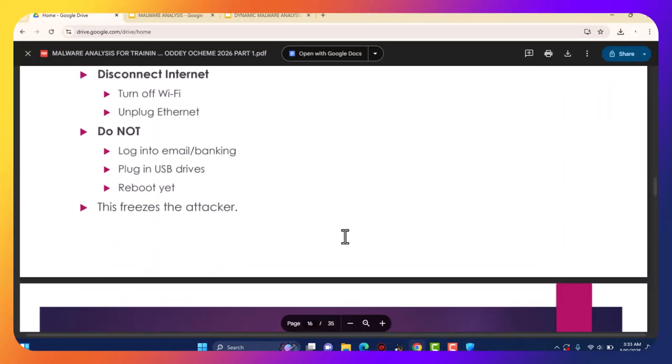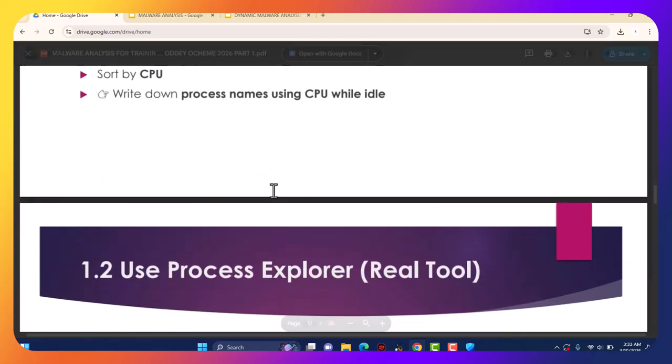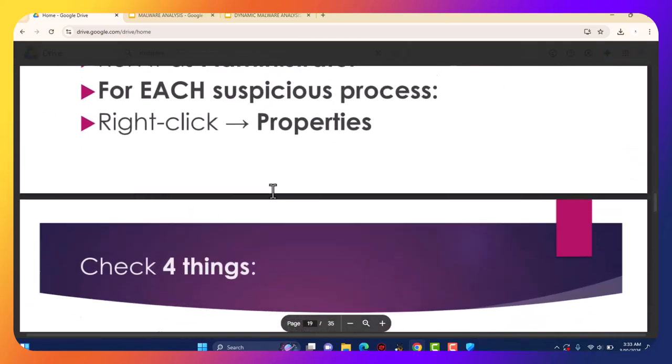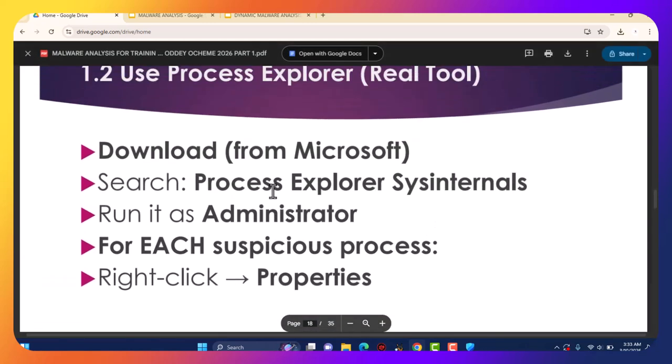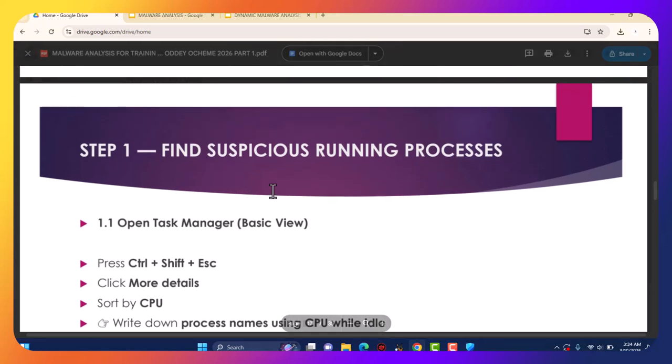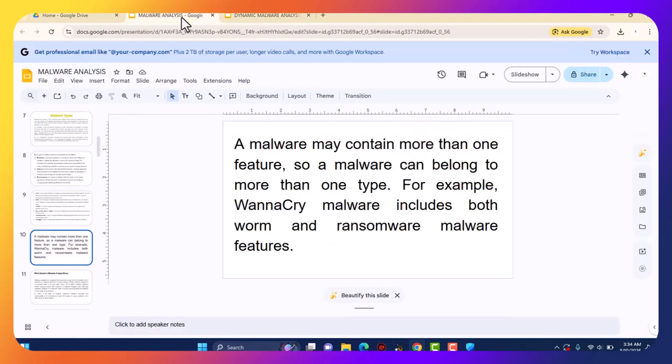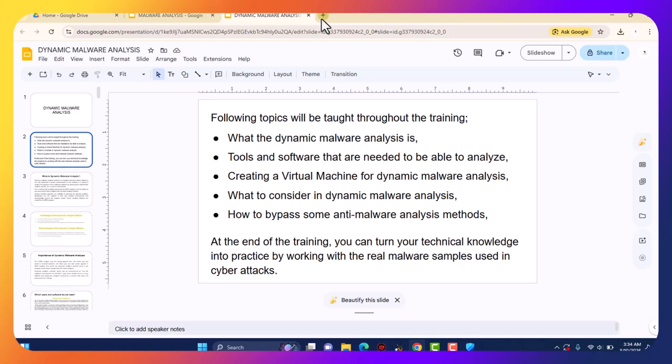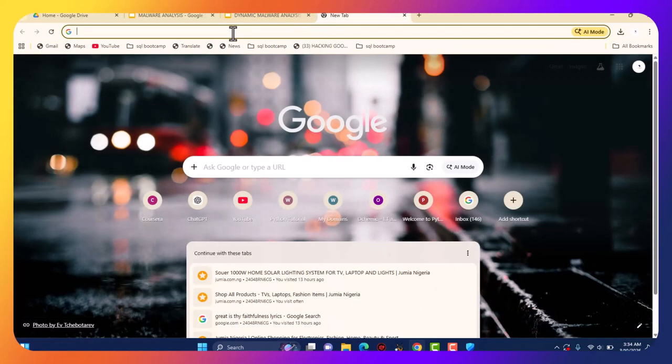In doing so, we make use of what we call a sandbox. Sandboxes are things that can help us to analyze malware. So open your browser. The majority of the sandboxes we can use are online sandboxes. Examples of sandbox are ANY.RUN, VirusTotal, and Hybrid Analysis.